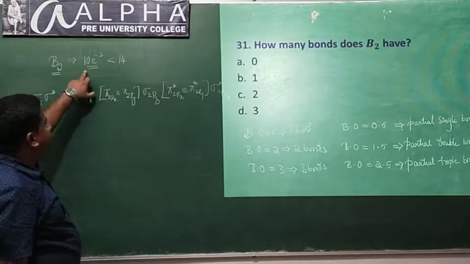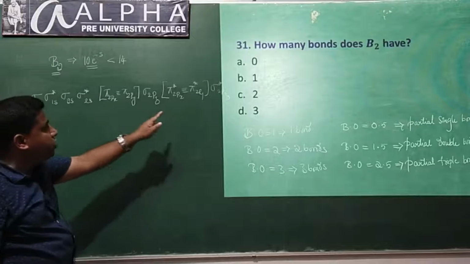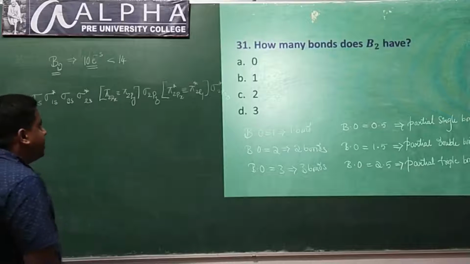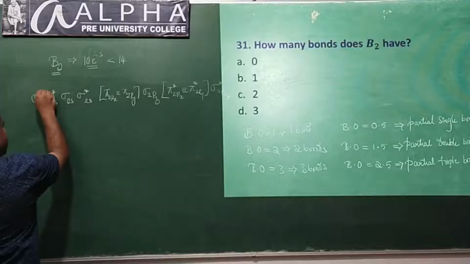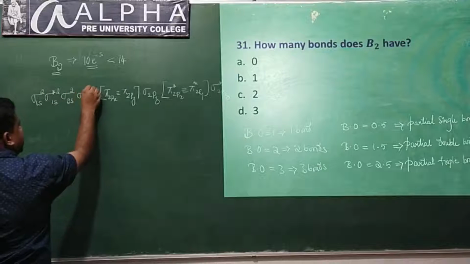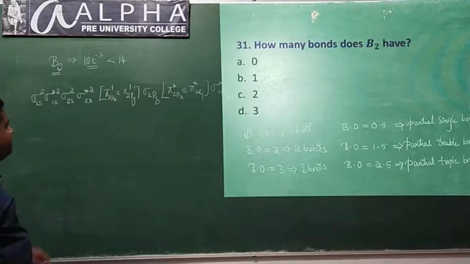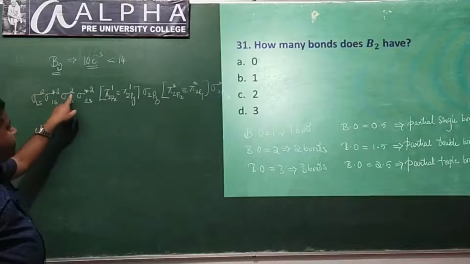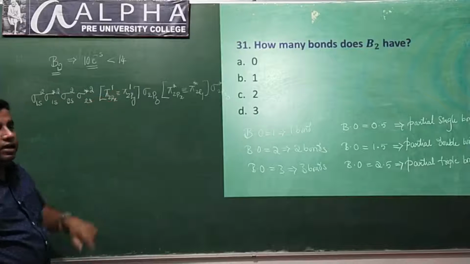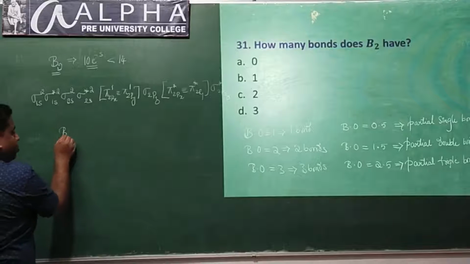So altogether how many electrons are there? 10 electrons. We have to fill those 10 electrons in this configuration. Shall we fill the 10 electrons? 2, 4, 6, 8, 9, 10. Is it correct? Follow Hund's rule strictly. So now calculate the bond order.